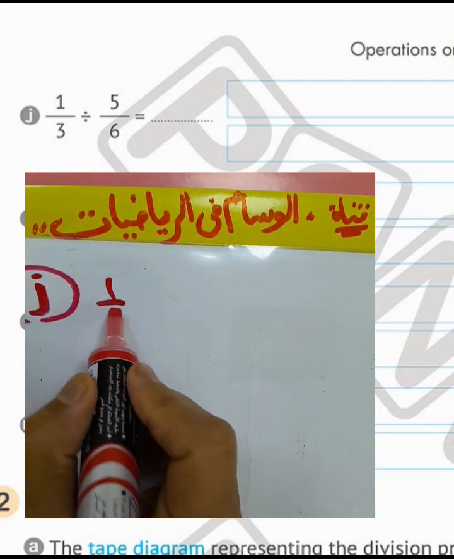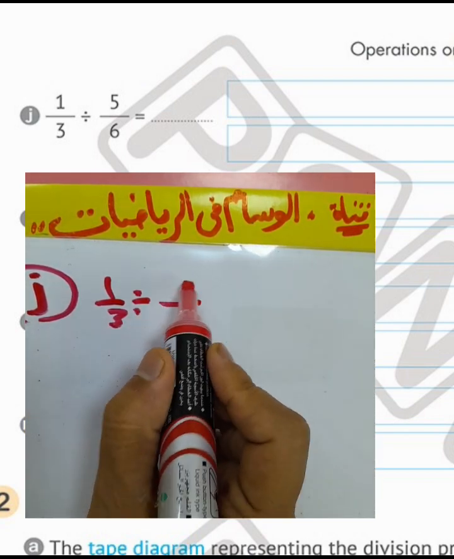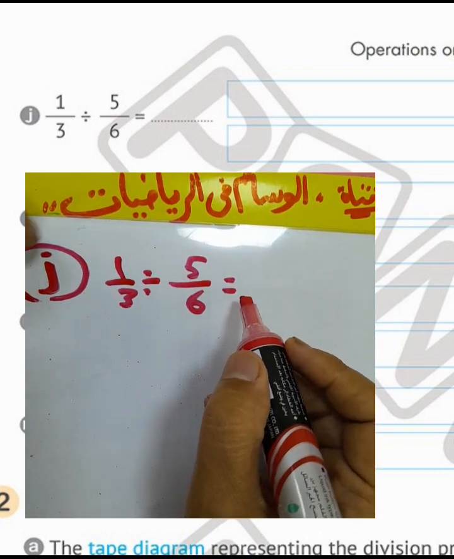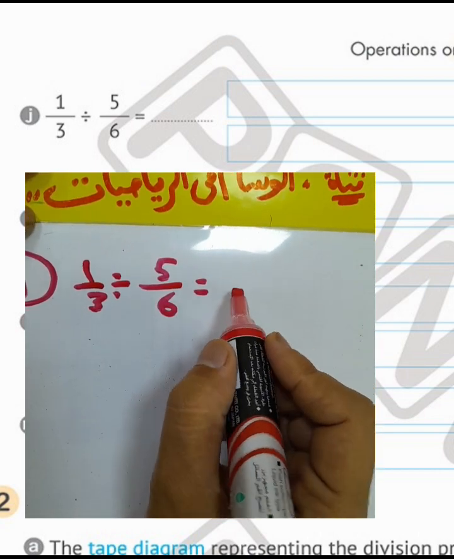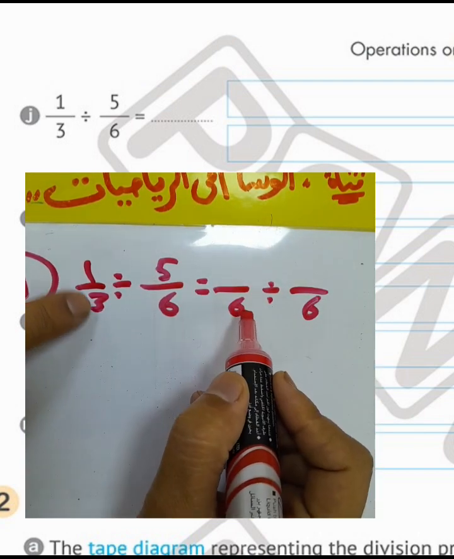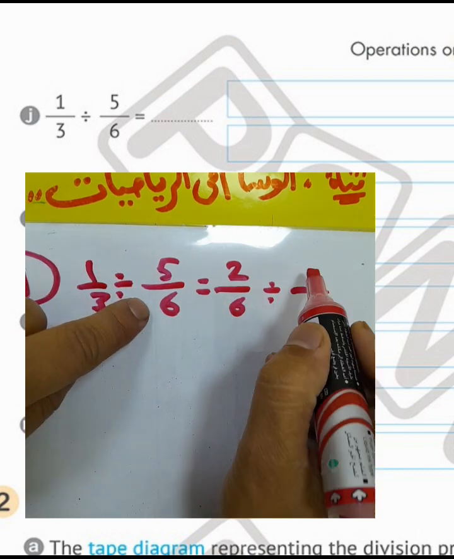1 over 3 divided by 5 over 6. The least common multiple between the two denominators is 6. Then 3 times 2 equals 6, 1 times 2 equals 2. And here 5 over 6.